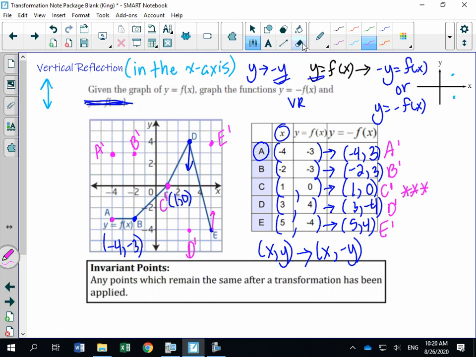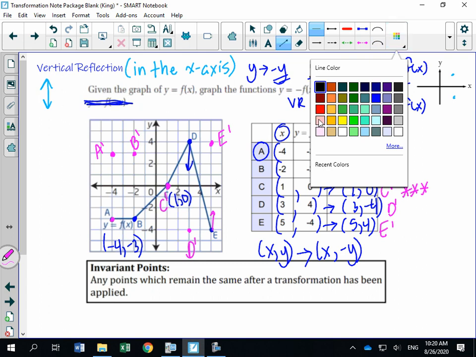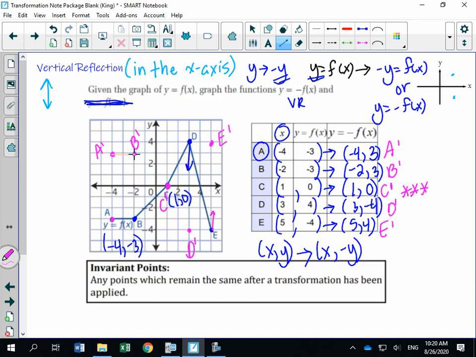Then I'm going to take a ruler and a different color pen, and I'm going to connect my dots, and this is going to be my transformed graph. So A prime goes to B prime goes to C prime goes to D prime, and D prime goes to E prime.